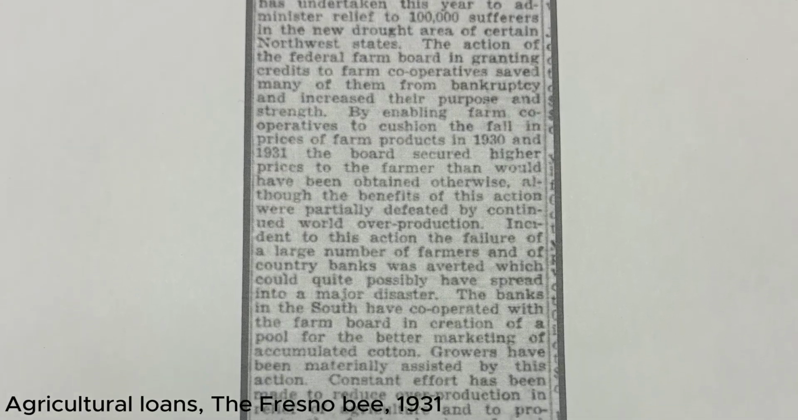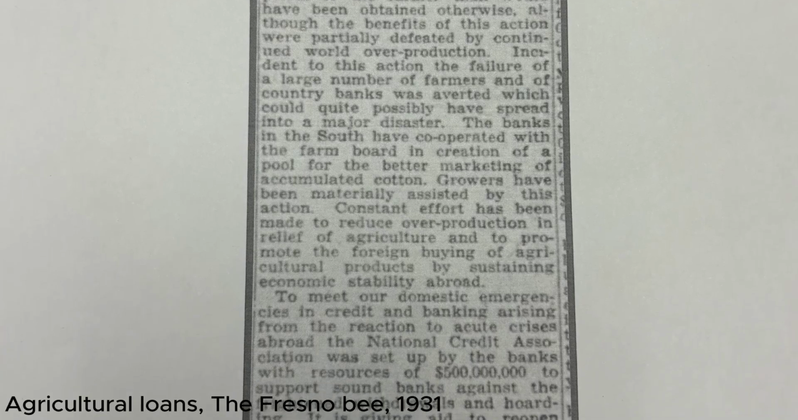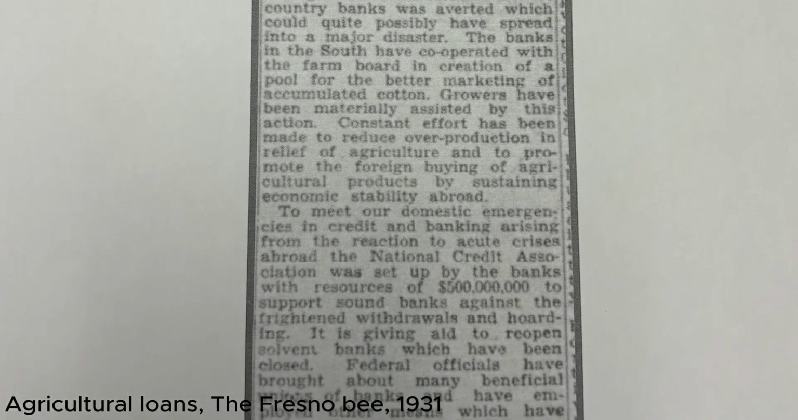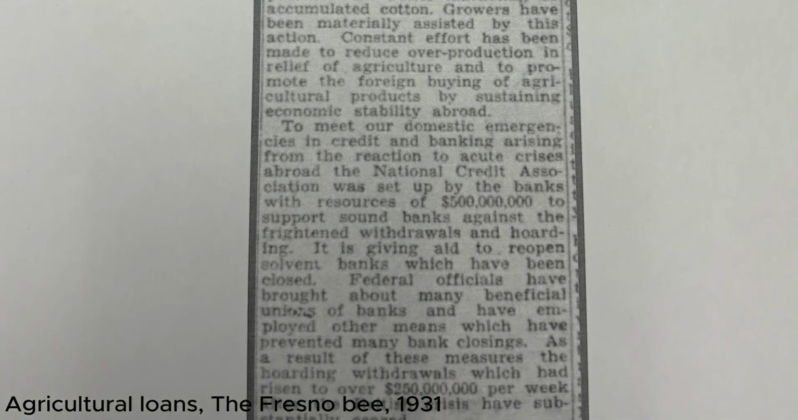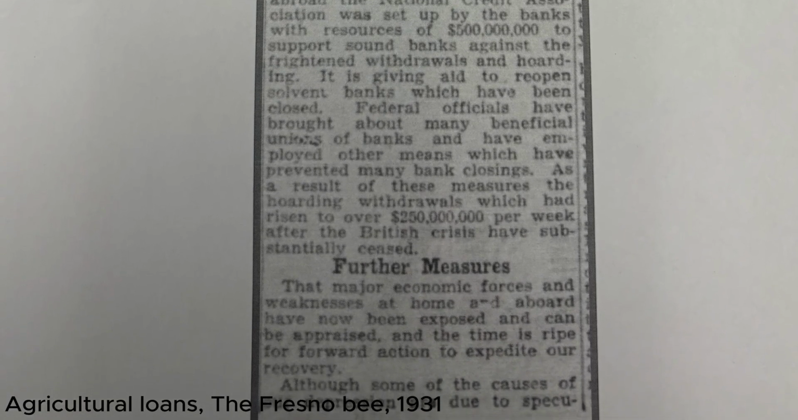Many banks provided agricultural loans so that people could start farms. Owning a farm or ranch was a dream for many people. Relief money was sent out by organizations such as the American Red Cross to improve agricultural conditions after droughts in the Central Valley.